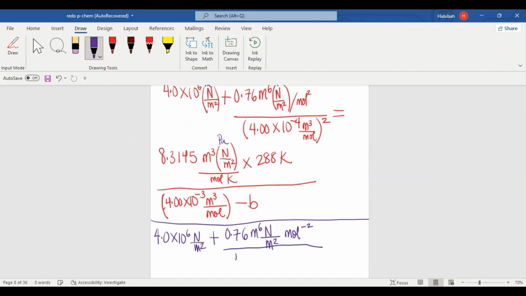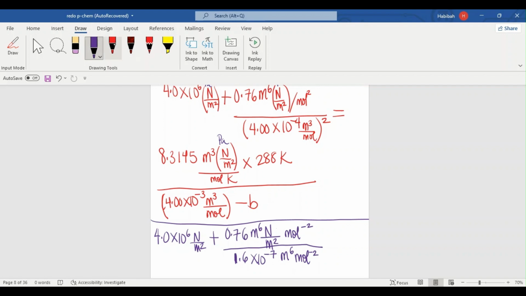Divided by 4.00 times 10 to the power of negative 4 all squared, which is the same thing as 1.6 times 10 to the power of negative 7 meter. So m cubed squared is the same thing as m raised to the power of 3 times 2, so 3 times 2 is 6. And then mole squared is mole times mole. Let me rewrite this, I apologize. So m raised to the power of 6 per mole squared can also be written as mole raised to the power of negative 2.